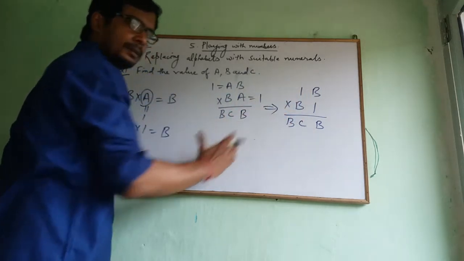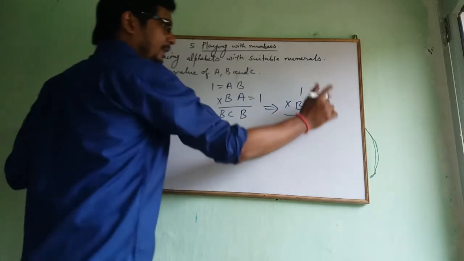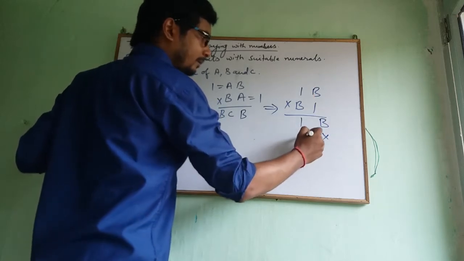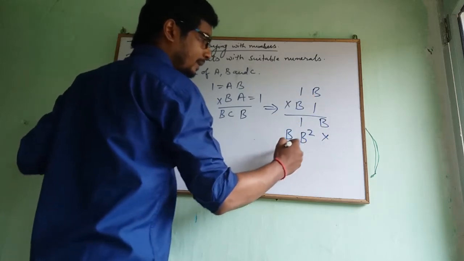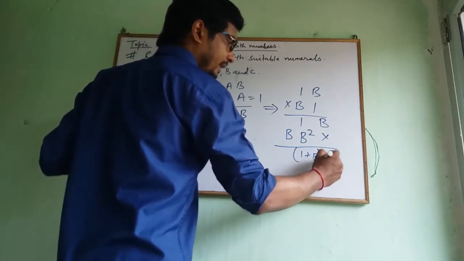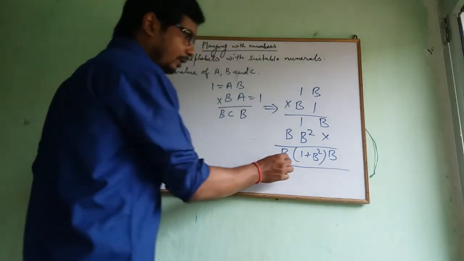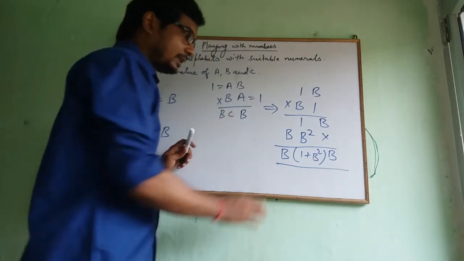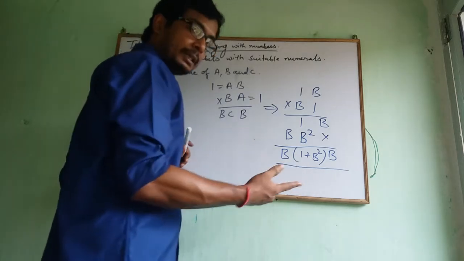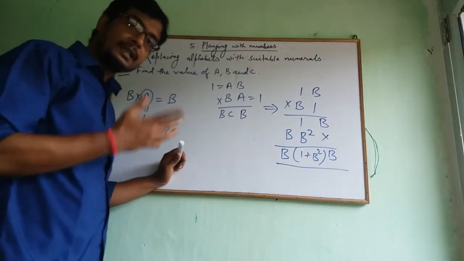Now let's multiply this question. So 1 into b becomes b, and 1 into 1 becomes 1. Now b into b becomes b square, and b into 1 becomes b. Now add it up, it becomes b, then 1 plus b square, and then b. Now you can see here that all these digits are single digit numbers. These are not double digit numbers. So I have to put the value of b such that this number doesn't form a two digit number. It becomes a single digit number.